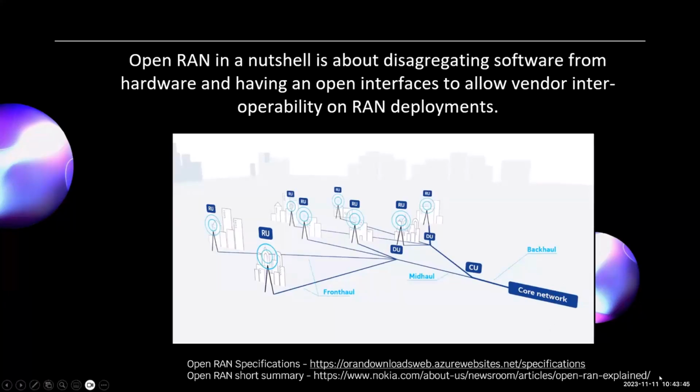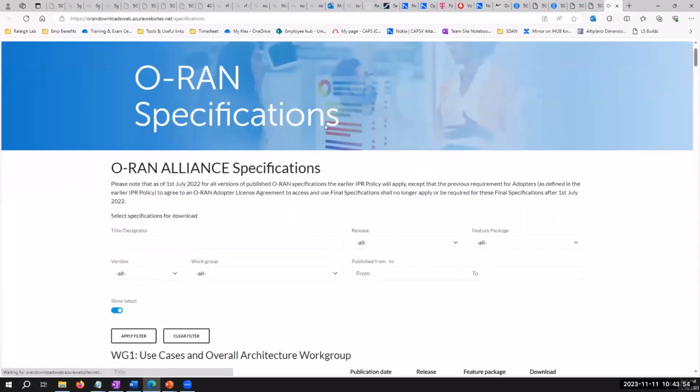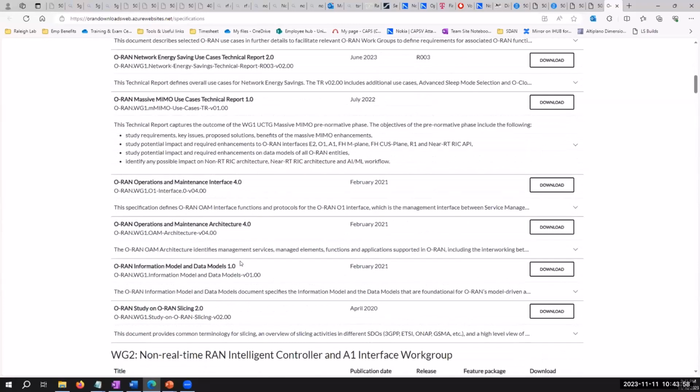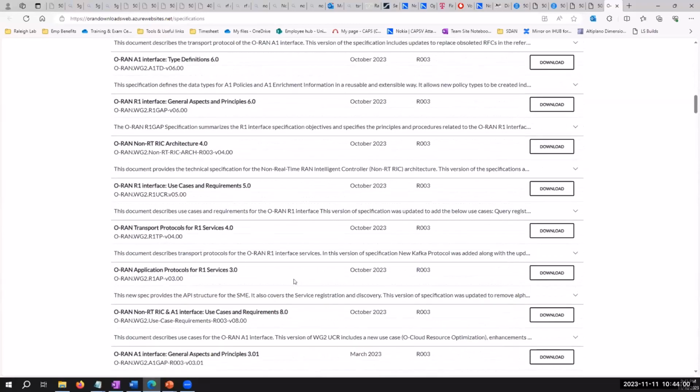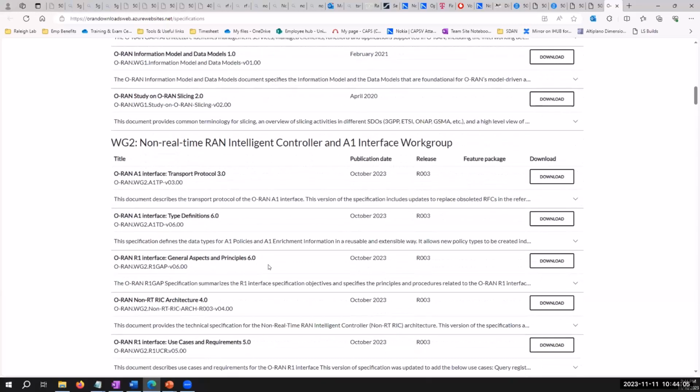So most likely this has also been shown to you. You have your Open RAN specifications. You could download them here, read the specification and understand it, implement it into code, and also develop your hardware.